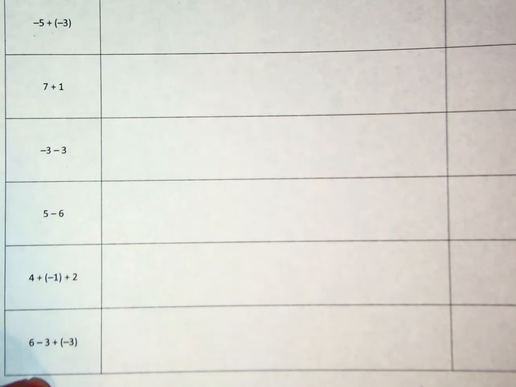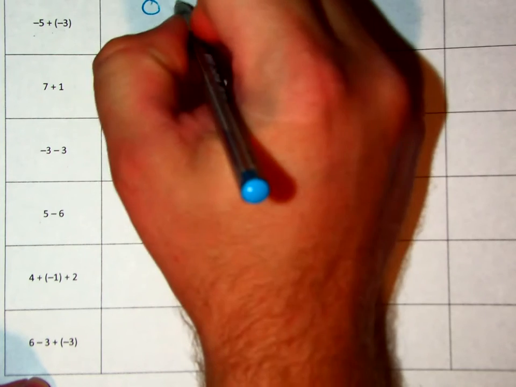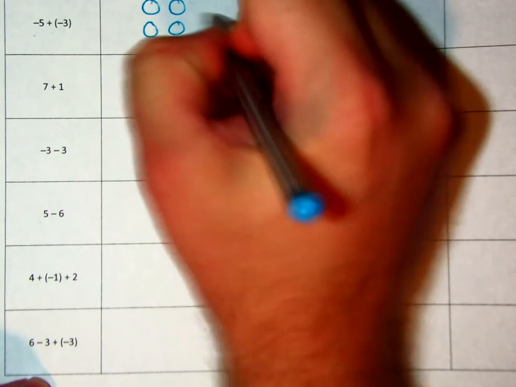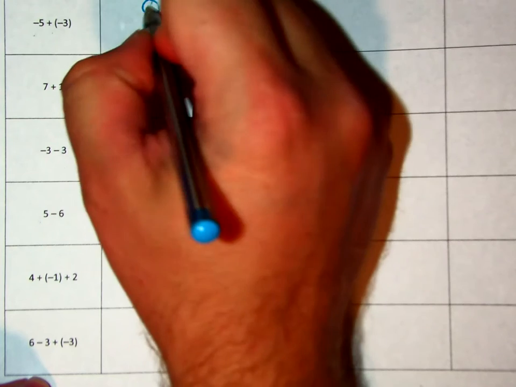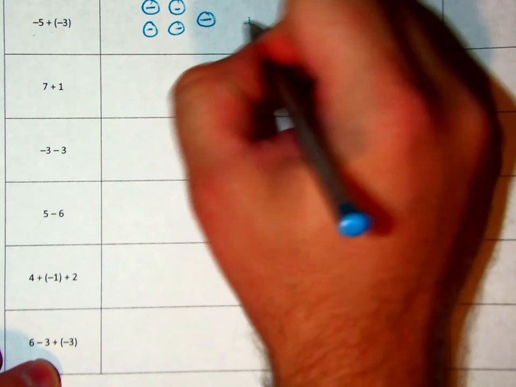First, -5 plus -3. We illustrate this with 5 negative chips. And just as we did in class, we'll put negative signs in all 5 of our negative chips. Now we're going to add to that 3 negative chips.